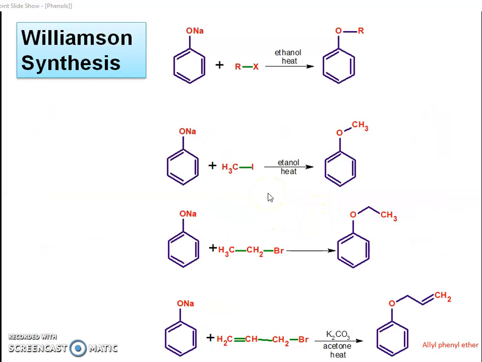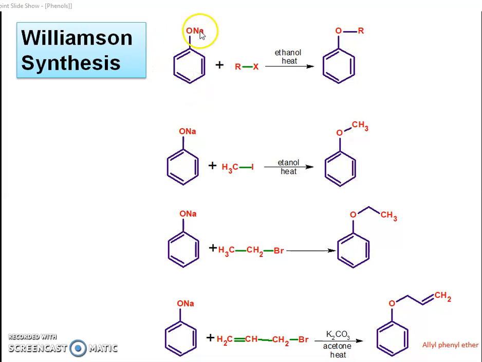The next type of reaction we see is the Williamson synthesis reaction. You know the Williamson synthesis: one reactant is a salt and the other is a halide, and they undergo reaction to form a dialkyl ether, which is called the Williamson synthesis reaction.